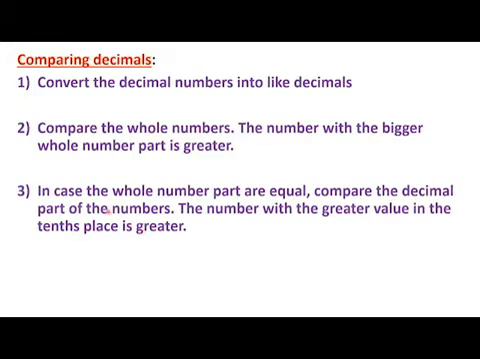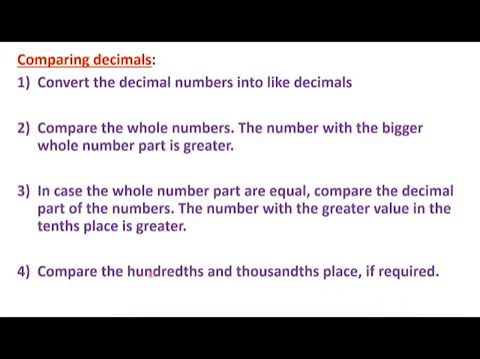So that means if the whole numbers are the same, then we have to move towards the decimal part of the numbers. We check from the tenths place, and if the tenths place is the same, then we can go for the hundredths place, and if the hundredths place is the same, then we can go for the thousandths place, if required. So this is how we compare decimal numbers.